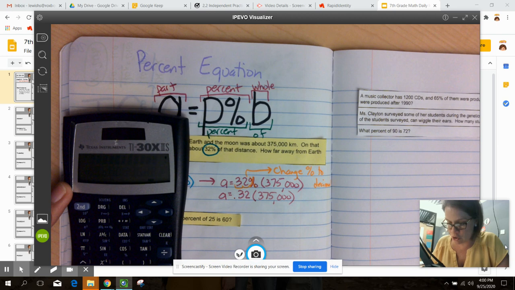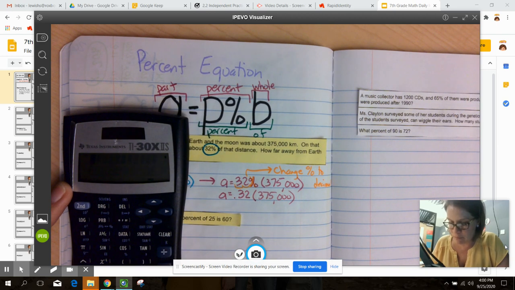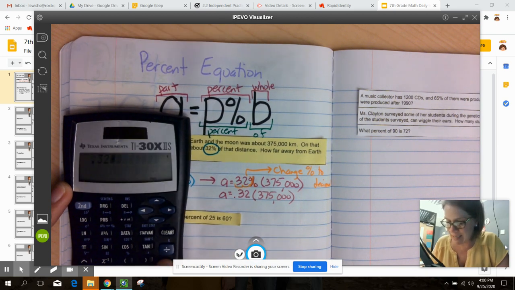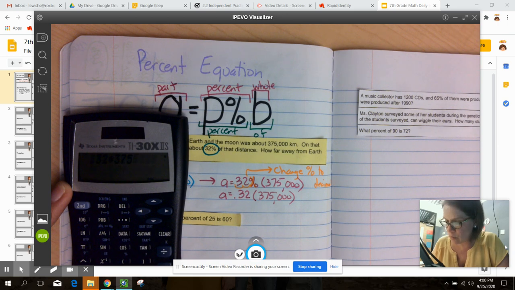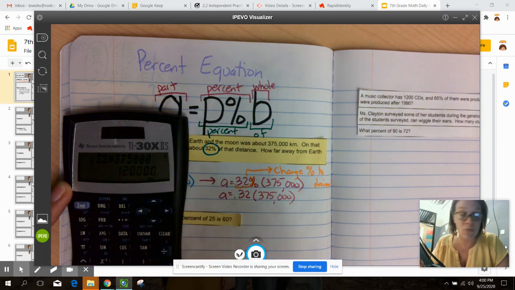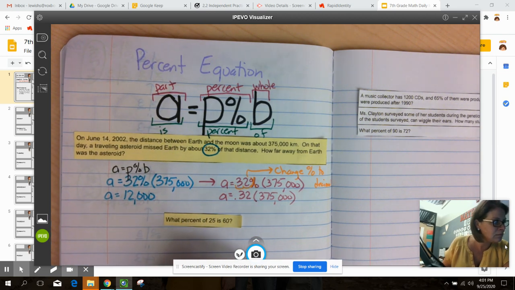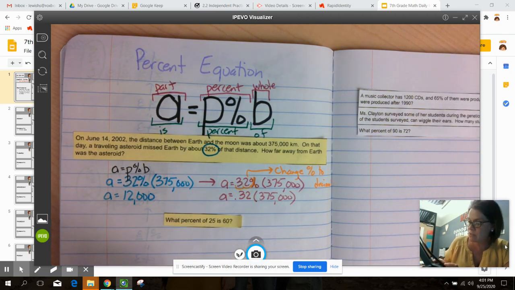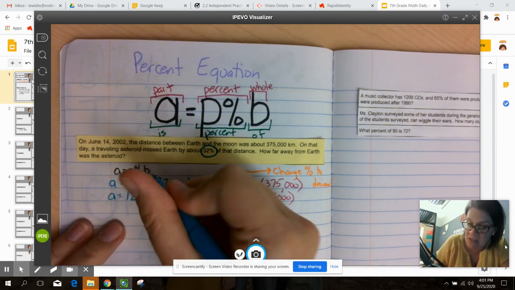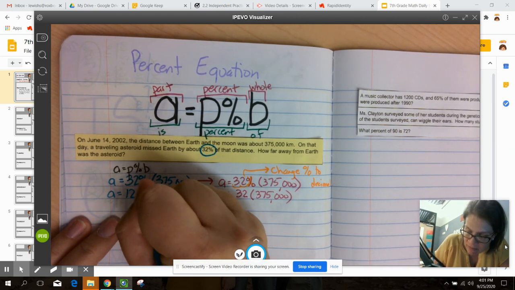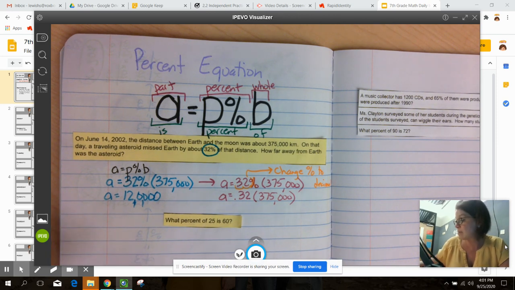So we could do 0.32 times 375, and that equals the exact same thing. Whoa, maybe I didn't put enough zeros in it. This one could actually be 120,000. Sorry, y'all. Get rid of that and put it there. So it should be 120,000.